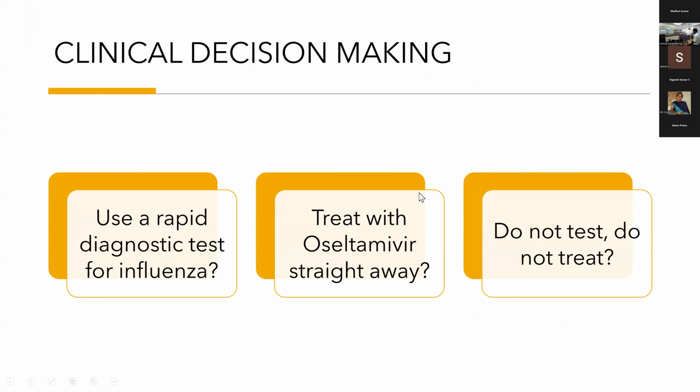So we have 3 options. One is to use the diagnostic test for influenza. Second option we have is directly treat the patient with oseltamivir because of high probability. And third option is don't test and don't treat because the probability of patient having influenza is very low. So we have 3 different options. We'll be seeing in the coming slides as to how to decide on these 3 options.